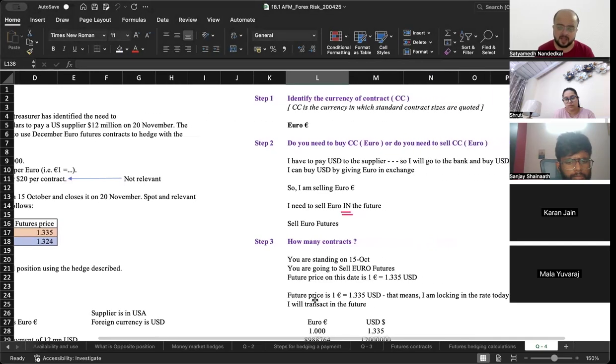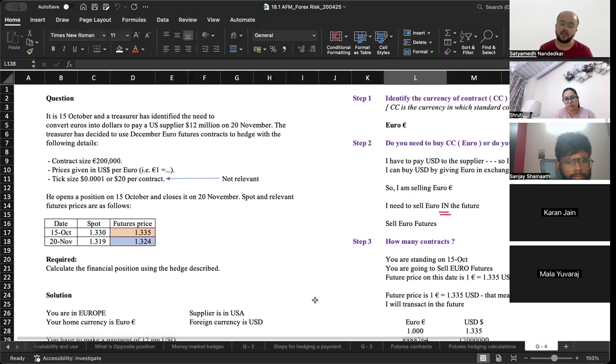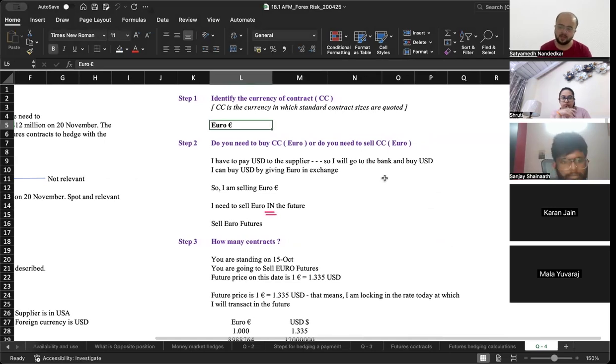Okay. First thing you should do is identify the currency of contract. The currency of contract is that currency in which the standard contract size is written. For example, here the contract size is 2 lakh euro. That means euro is the currency of contract. Okay, write that down.